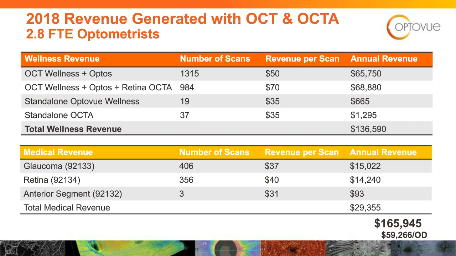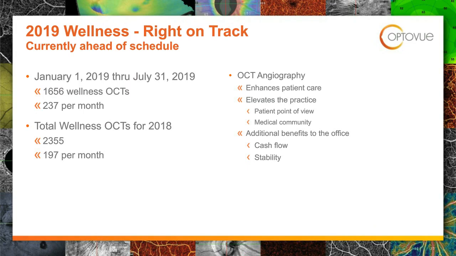Now, I will throw a little asterisk out there. We do have Optos, wide field imaging built in with this. But really, the anchor to our wellness program right now is our OCT angiography, as you can see here. So we're right on track for 2019. You can see January 1st, 2019 to July 31st, we have 1,656, which is 237 per month. And in 2018, we were averaging 197 per month. Again, that's about a 55 to 60% capture rate, depending on what month you look at.